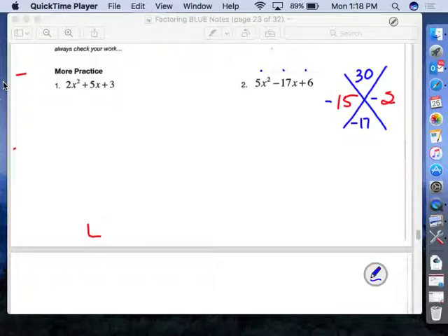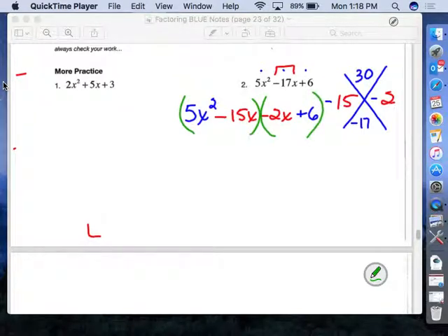So let me go ahead and set this up, and you can finish this on your own. I'll have 5x squared, and I'm going to express negative 17x as a result of negative 15x and negative 2x, and then the 6 just simply gets copied over. And now you introduce your factor by grouping, and I think that you can take it from there looking at the other examples.